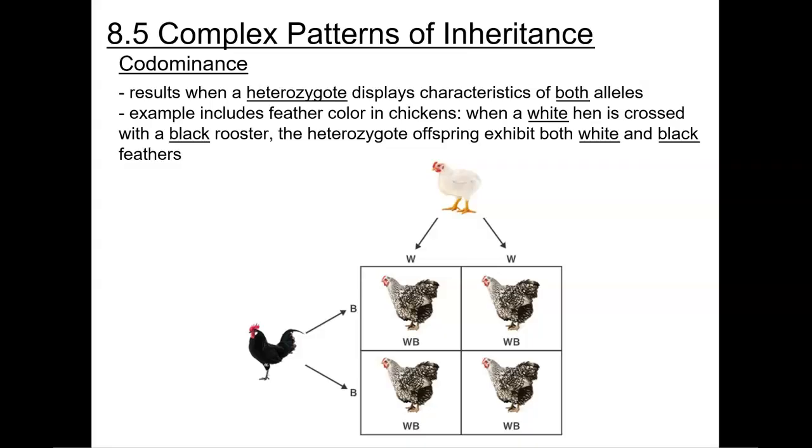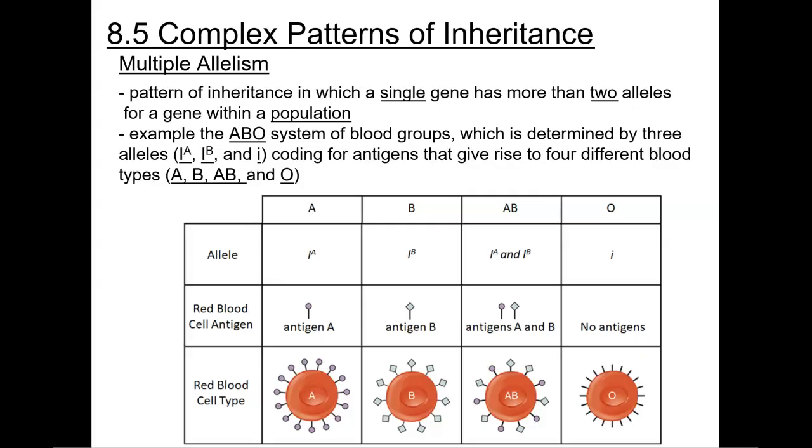Or you could have blood typing. So when you cross, let's say, a type A with a type B, you end up with an individual who could be AB. In that case, it is going to be referred to as multiple allelism.